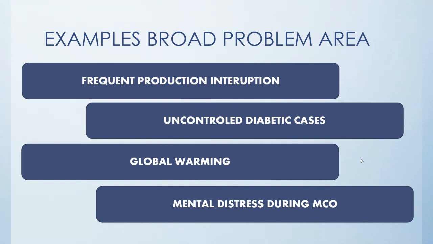Or uncertainty of temperature. Kejap-kejap panas, kejap-kejap sejuk. So there must be something wrong. Mental distress during MCO. Bila kena lockdown, semua jadi distress. So we want to determine golongan mana yang depressed. Is it housewives ke, working moms ke, ataupun businessmen, ataupun students. Those students probably have mental distress during MCO. Belajar online ni pun probably distress.